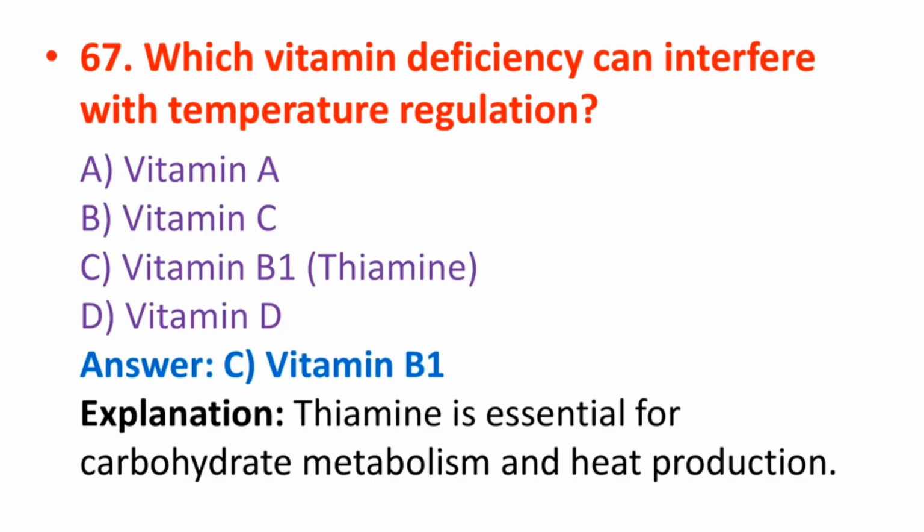Which vitamin deficiency can interfere with the temperature regulation? Option A, vitamin A. Option B, vitamin C. Option C, vitamin B1. Option D, vitamin D. The correct answer is option C, B1. Thiamine is essential for carbohydrate metabolism and heat production.